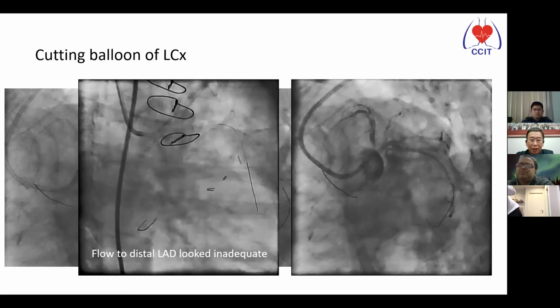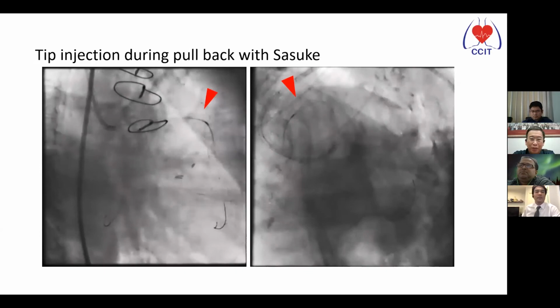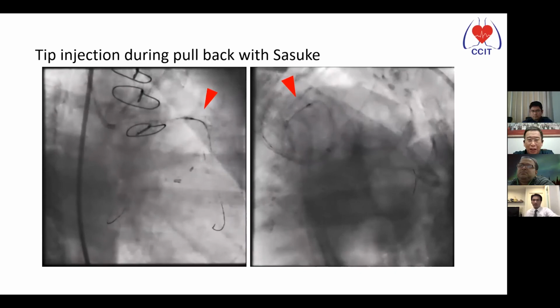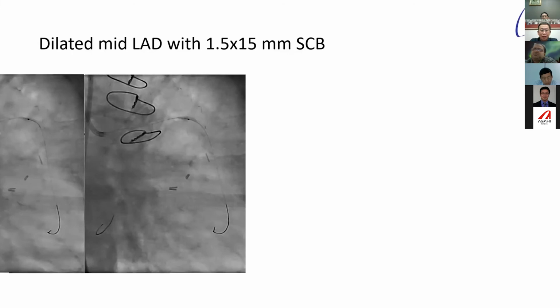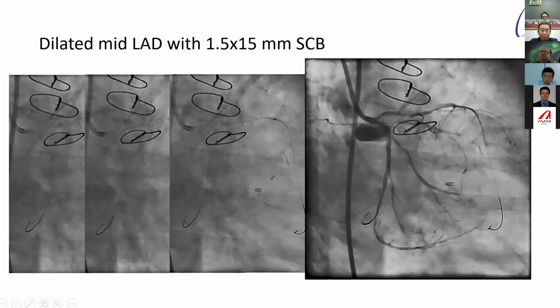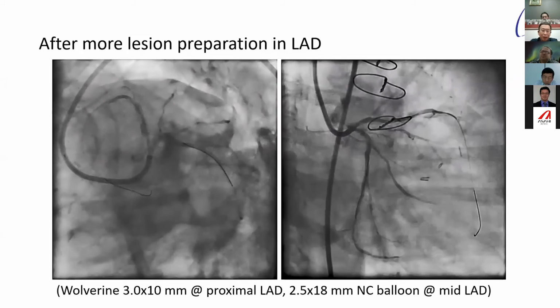However, the distal flow in the LED looks quite poor. So I use the pullback angio via the Sasuke to do a tip injection with the pullback. And I can identify some lesion after what we just dilated with the 2.5 balloon. So I opened it with the 1.5 SC balloon. And that made the flow look better, but there is still some competitive flow from the collateral. Then I did more lesion preparation in the LED with the 2.5 by 18 MC balloon, and repeated with the Wolverine 3.0 balloon at the proximal RCA.